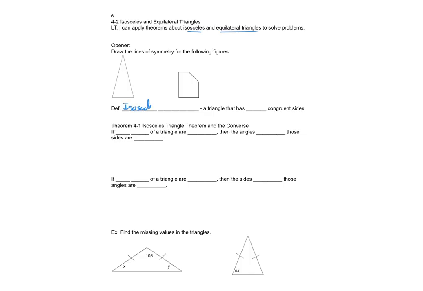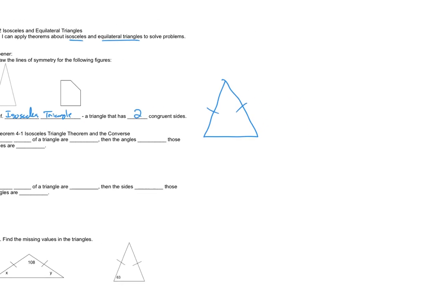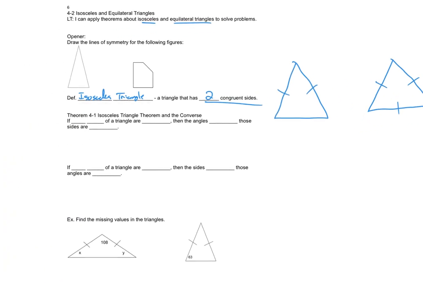So, isosceles triangle: a triangle that has two congruent sides. So that is an isosceles triangle. I like to use the inclusive definition, which means that as long as it has two congruent sides, we have an isosceles triangle. And a special type of isosceles triangle is an equilateral triangle, because all three sides are the same.